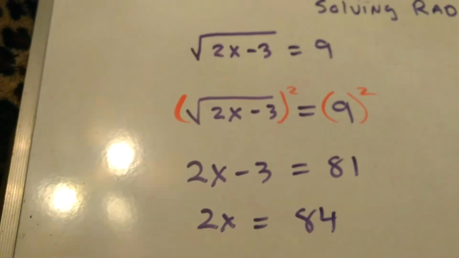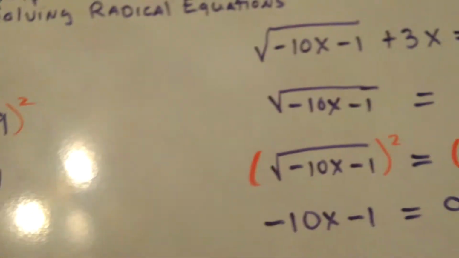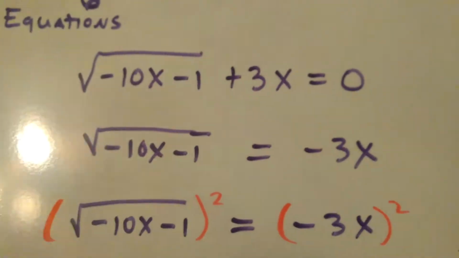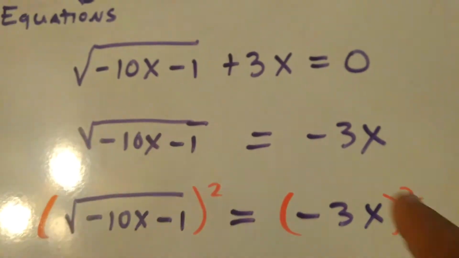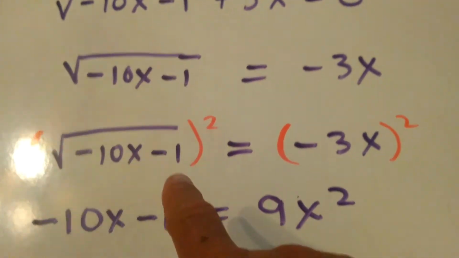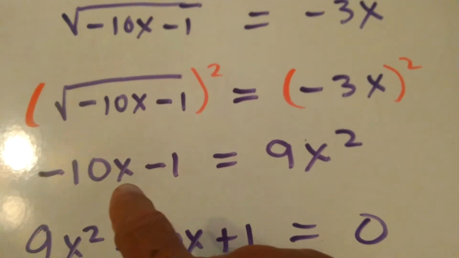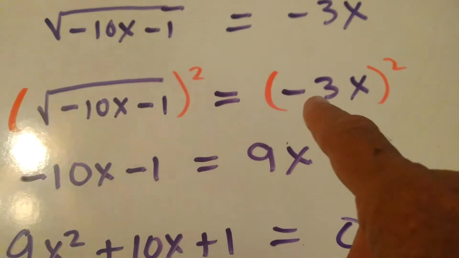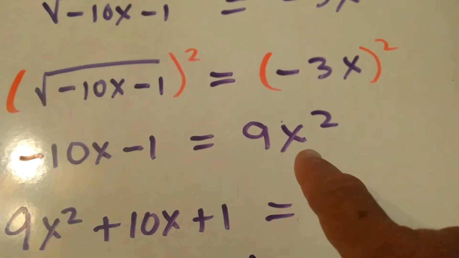You just got to make sure that you get the radical on one side by itself. In this example problem here, we don't have the radical on one side by itself. So the first thing we do is we subtract the 3x over. Now we can square both sides. And when we square, we get the negative 10x minus 1. Do not forget this is negative 3x times negative 3x, which gives us 9x squared.